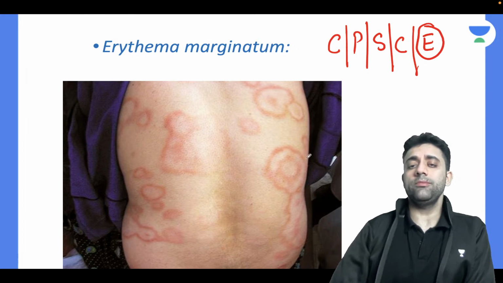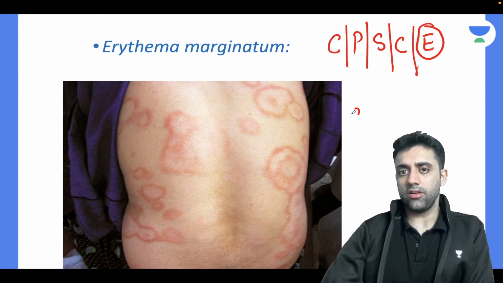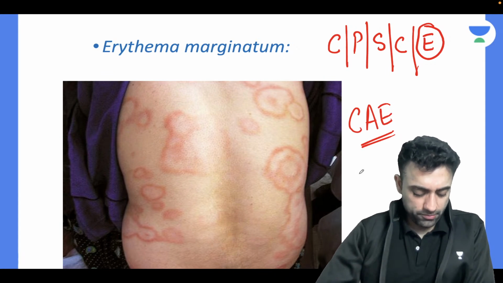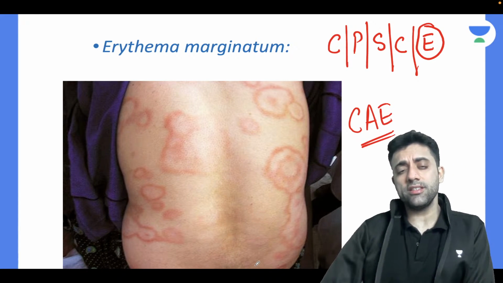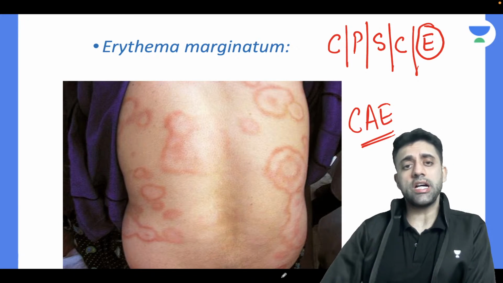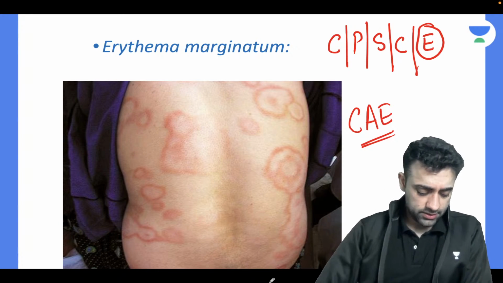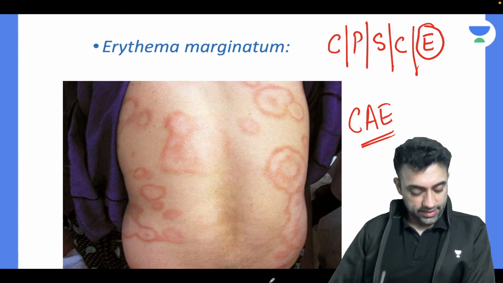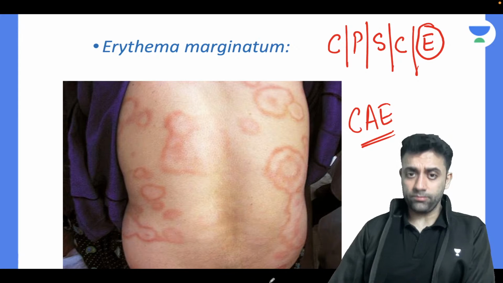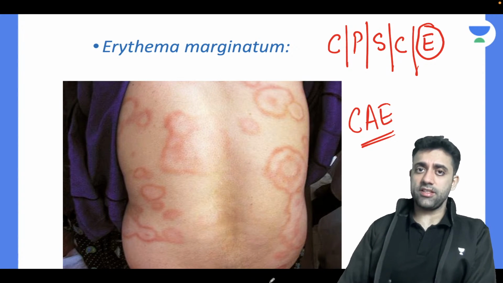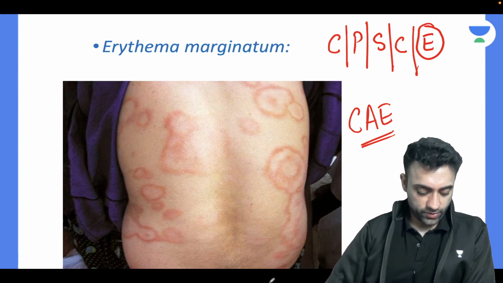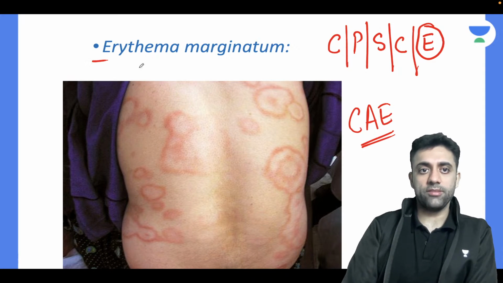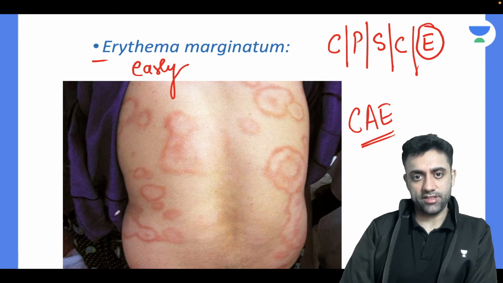Number one, erythema marginatum. Is it a late manifestation or an early manifestation? Who will tell me that? Is erythema marginatum an early manifestation or a late manifestation? That is the first question. Yes, E for erythema, E for early, it is the early manifestation.